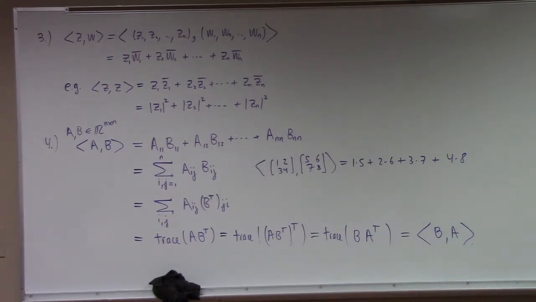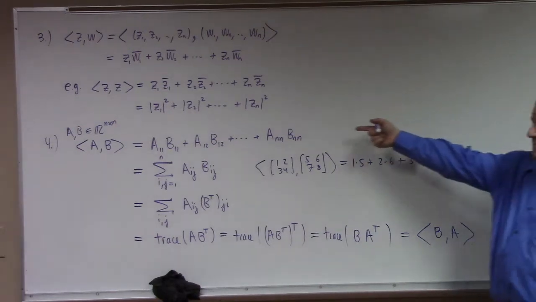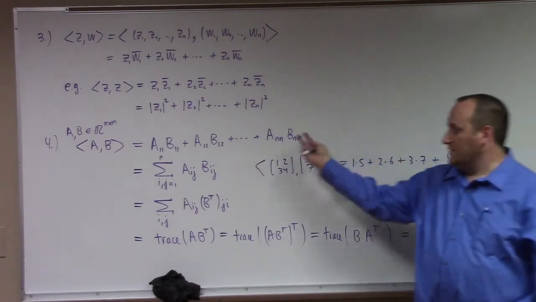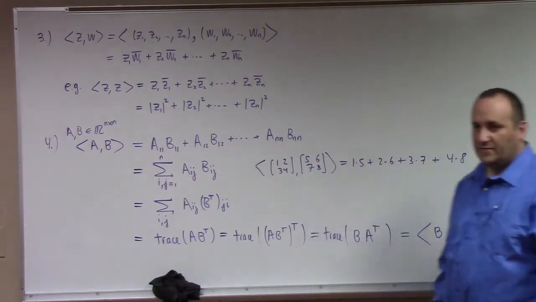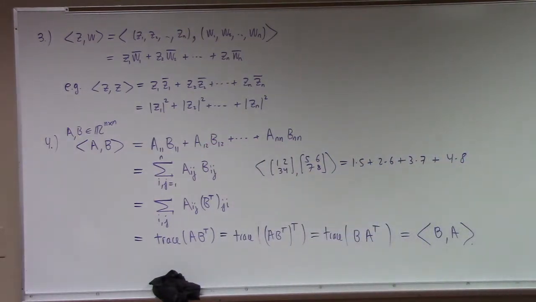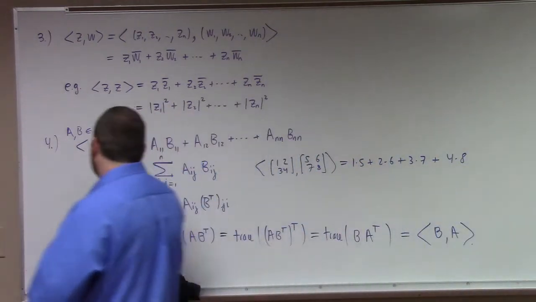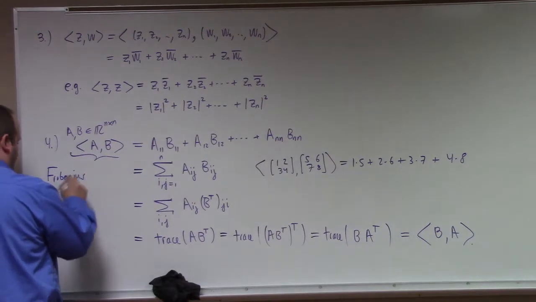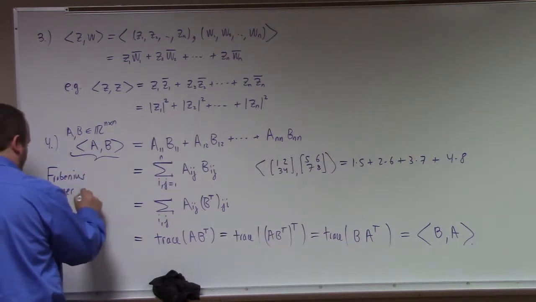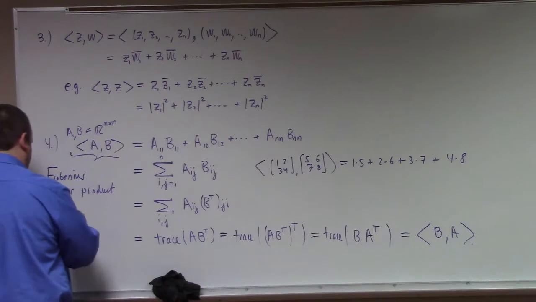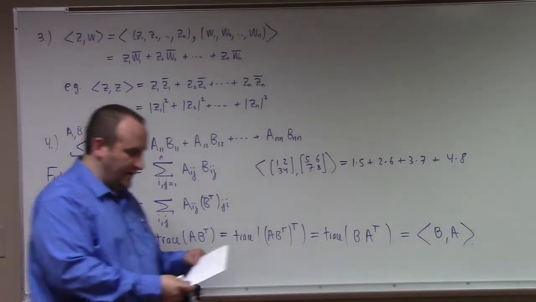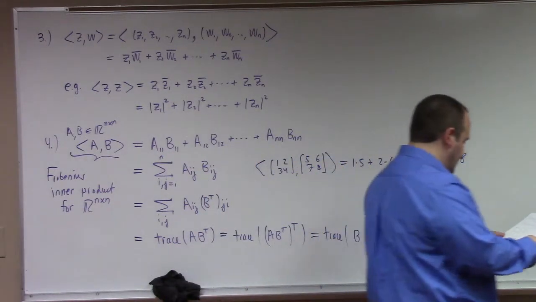Of course, you can prove symmetry with the other formula I gave here, pretty much the same way. If you look at this formula and you just commute everything, you'd have a proof of symmetry just the same. But anyway, this is the so-called Frobenius inner product for R n by n. All right, so this makes R n by n an inner product space.